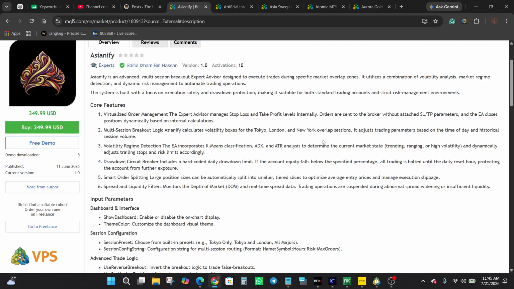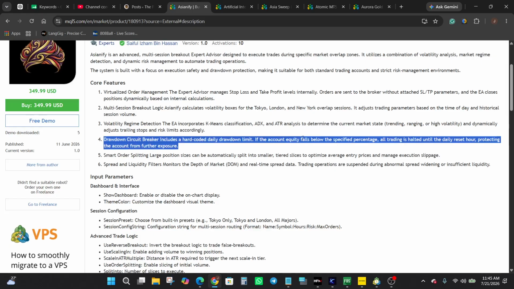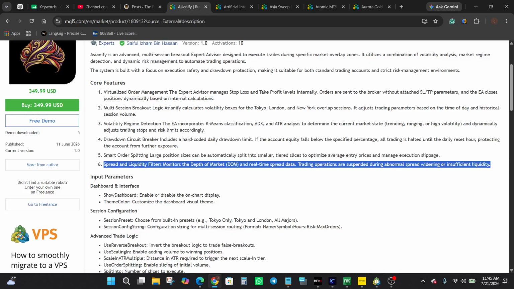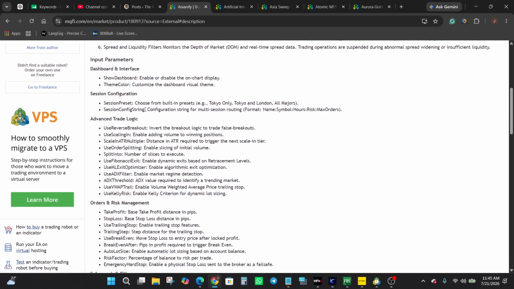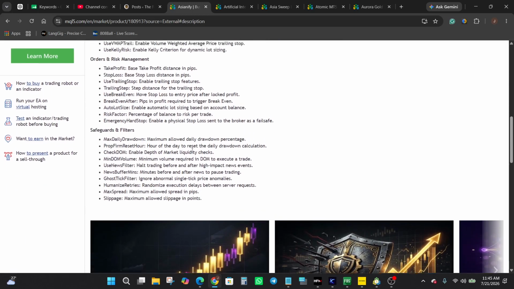Now, there is also a drawdown circuit breaker, which halts trading once daily equity drops below a set threshold. That is a genuinely useful safeguard for anyone running this on a funded or prop style account, and it includes spread and liquidity filters, pausing activity when spreads widen abnormally. Okay, so here we have the input parameters, the dashboard and interface, session configuration, advanced trade logic, orders and risk management, and the safeguards and filters.